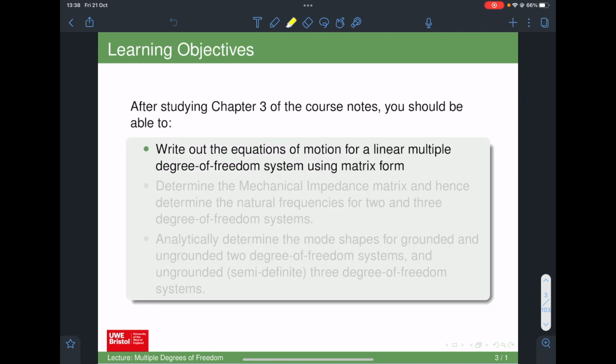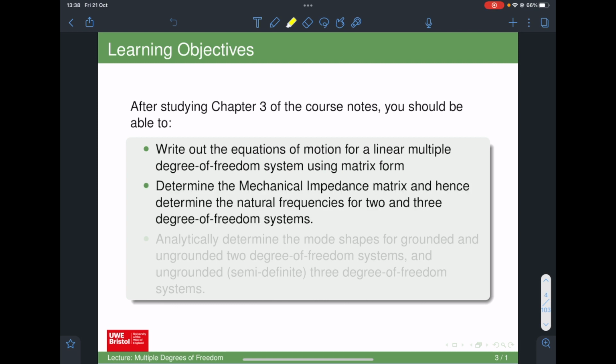So for this chapter, we need to work out how to write the equations of motion for a linear multiple degree of freedom system using the matrix form, and that's where the trick is. In the past with Gary's stuff, you had to use Newton's second law, write out all the forces, and then rearrange it. I've got a very quick method to do that, so we'll cover that.